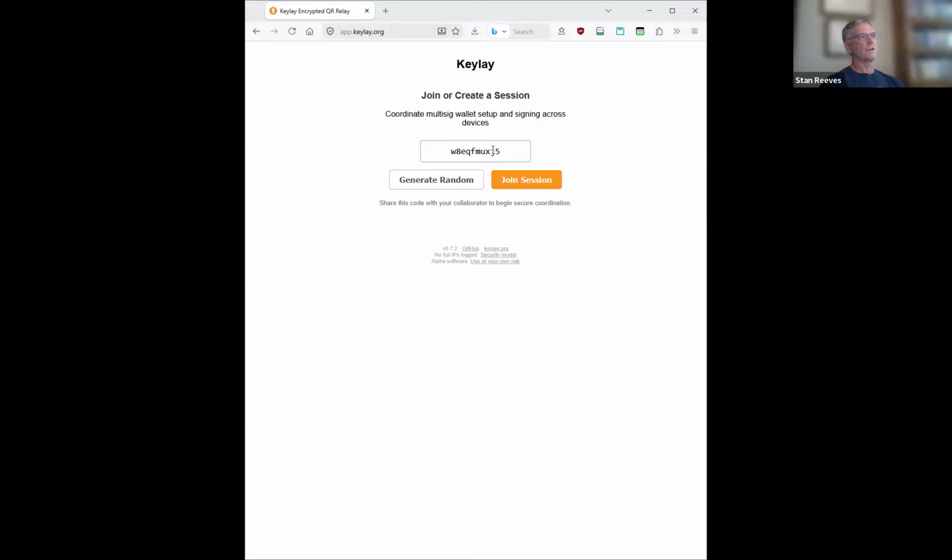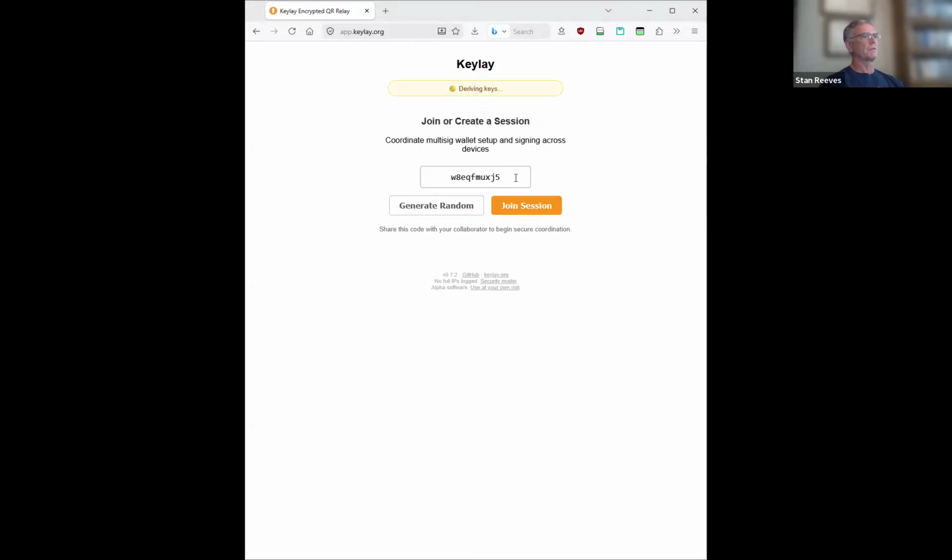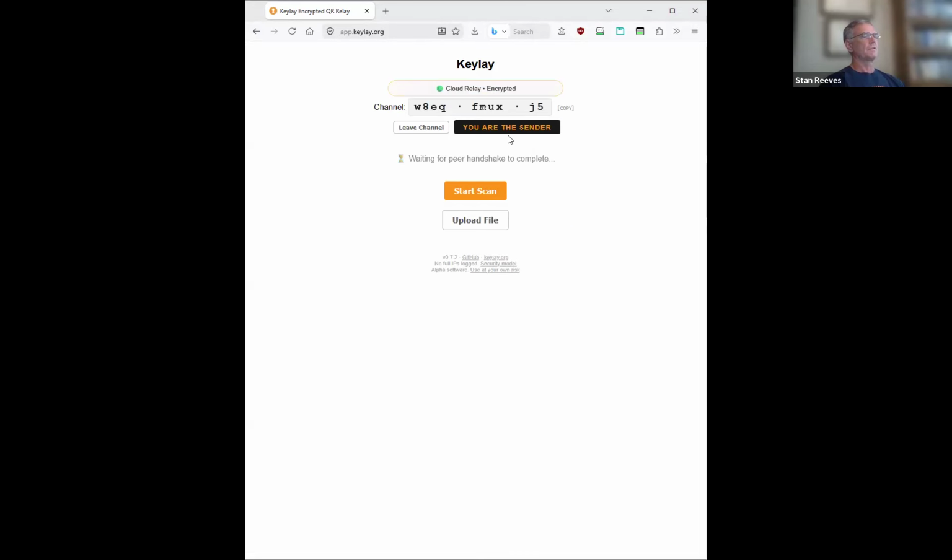So once you've created a random code in there, that becomes the code upon which the channel is built, and then you join session. Okay, so now it went through that whole process that we saw, but now it's waiting. It says waiting for peer handshake to complete. There's no one to talk to on the other end at this point.